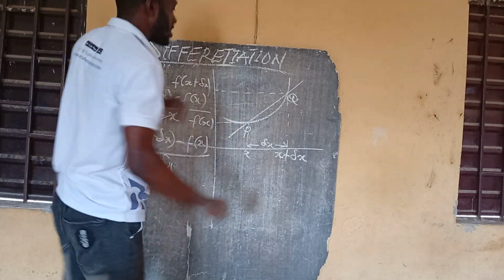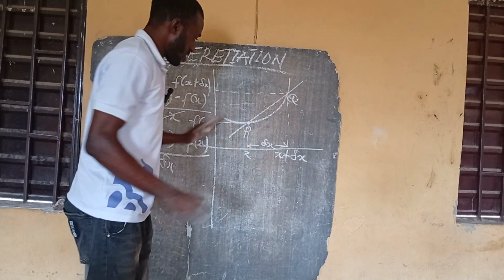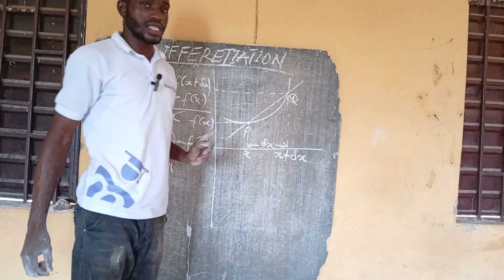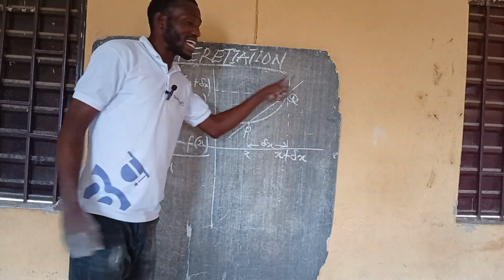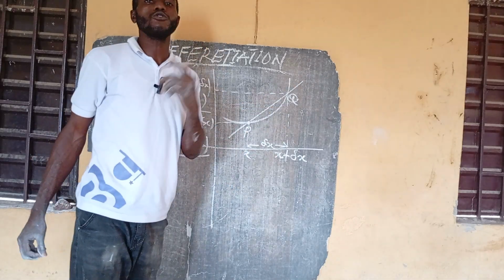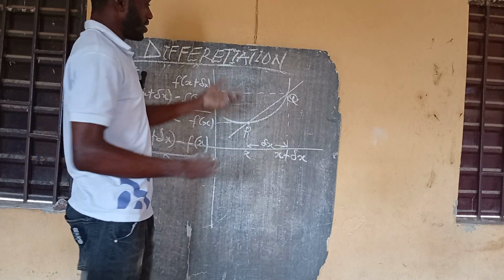So how do we get the slope of this curve at point P? Since we already know that the slope will change at every point, if we wanted to get the slope at point P, how do we do that? Now, this is what you do. This is what scientists did.